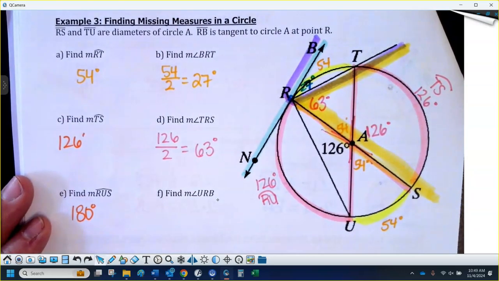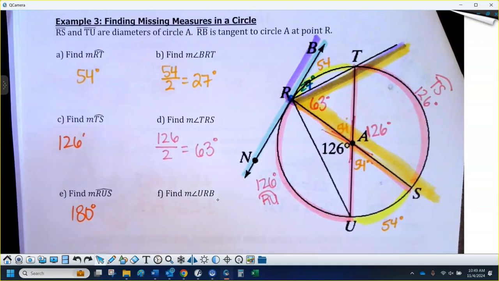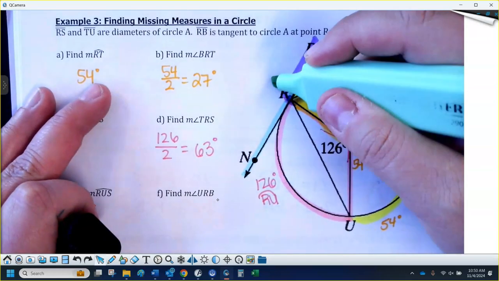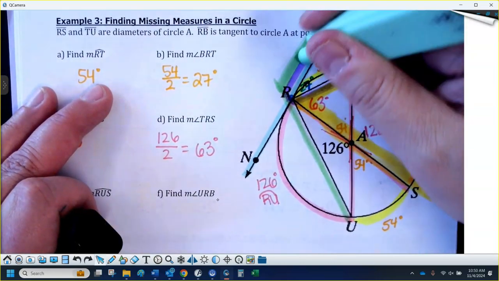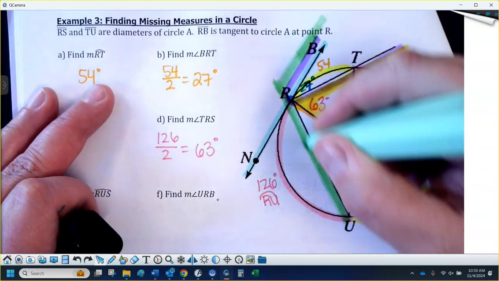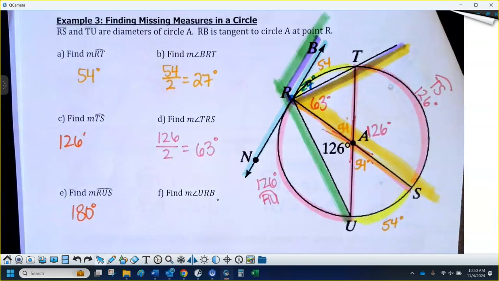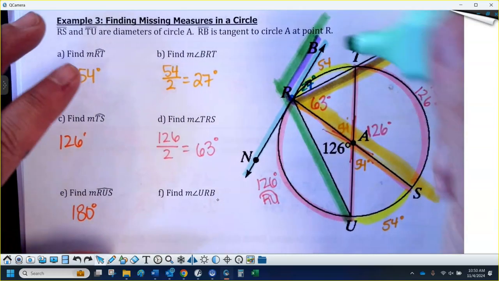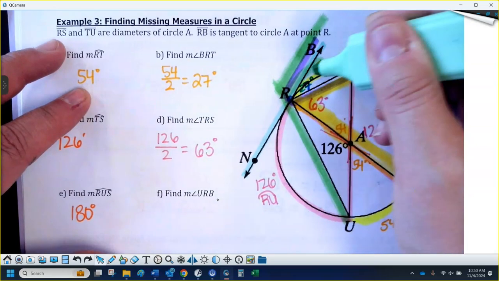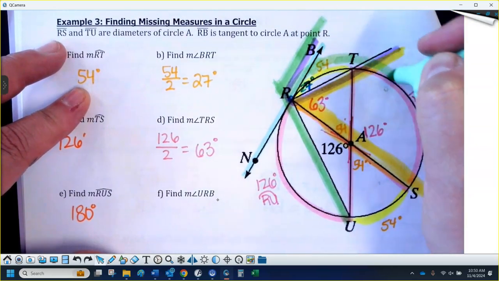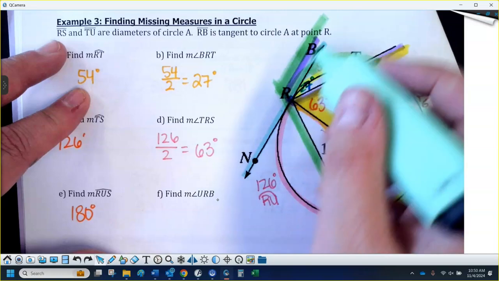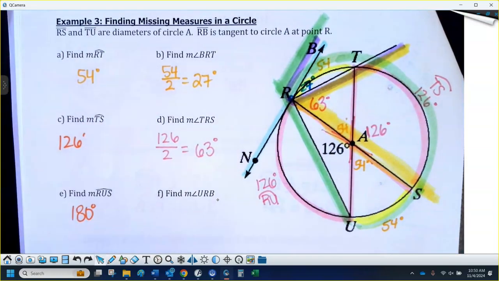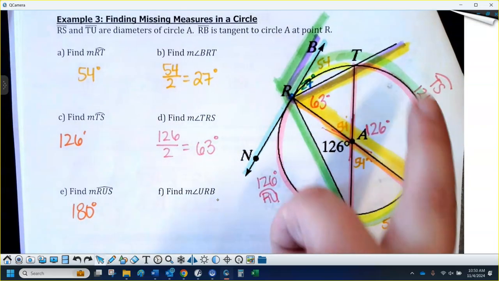And where is URB? Let me see if I have a different color. Okay. Here is U to R to B. This is actually also what we talked about today. Okay, so here's the chord, and that R to B is part of that tangent line. The intercepted arc would go from R and all the way around here till I get to U. So here's URB. That intercepted arc would go all the way around there. Okay, now I've got the 54, the 126, and the 54.